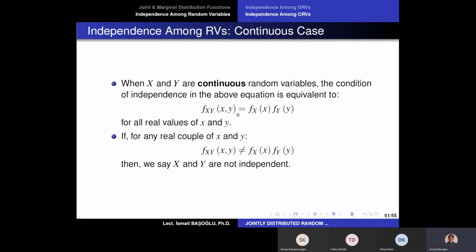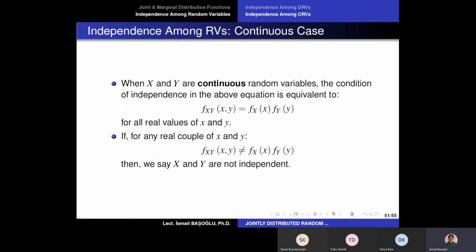Okay, so if this equation holds for all possible values of x and y, then we say that they are independent. However, if for any two x and y values this equation does not hold, then we say that they are not independent.